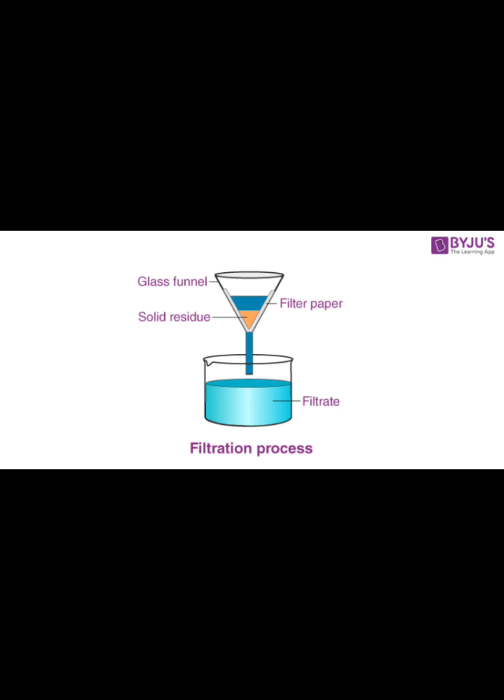The second condition is pressure or gravity. In this condition, filtration can be performed under pressure filtration, or gravity filtration, depending on the system. The last condition is filtrate collection. In this condition, the filtrate, which is the separated liquid or gas, is collected in a separate container.